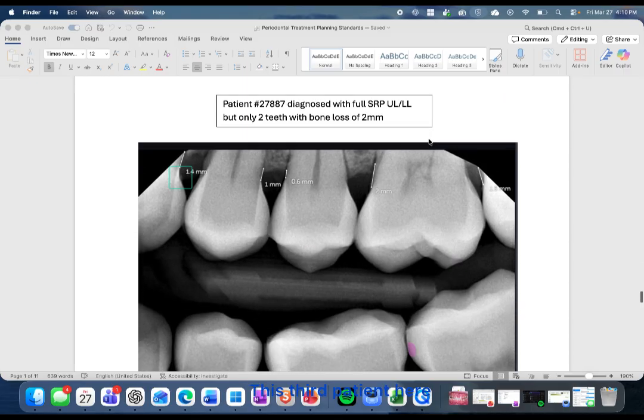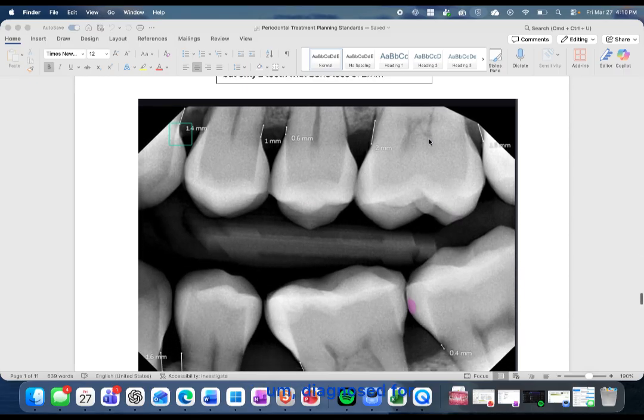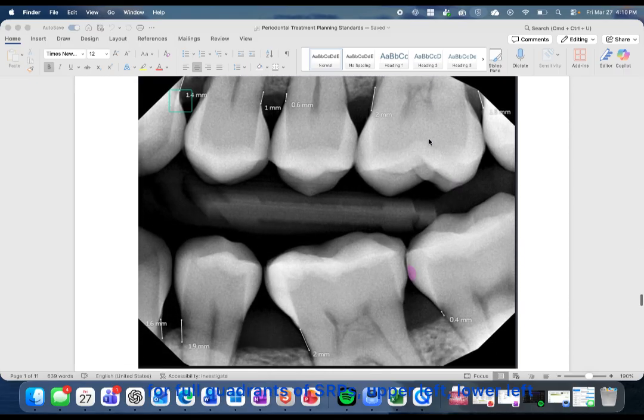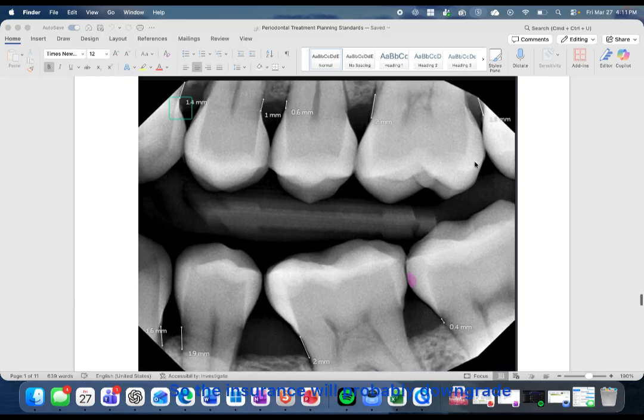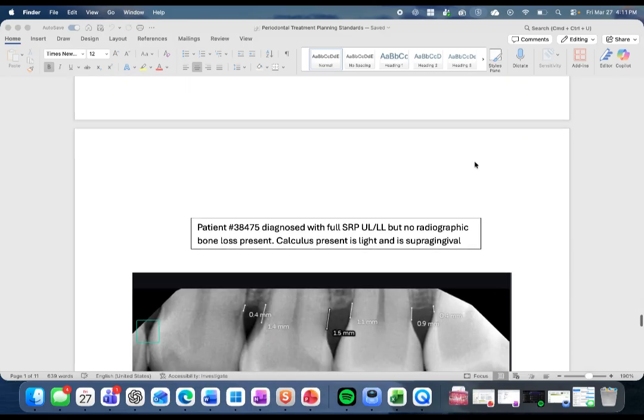This third patient here, diagnosed for full quadrants of SRPs, upper left, lower left, but I only see maybe 2 teeth with this 2 millimeter number. All the rest are under 2, so maybe partial SRPs were warranted and indicated, but definitely not full. So the insurance will probably downgrade this to a partial SRP.